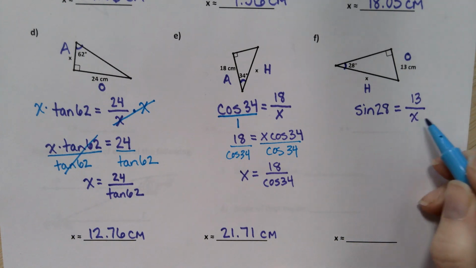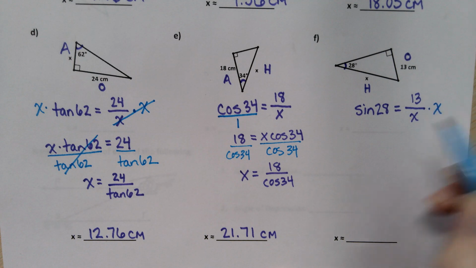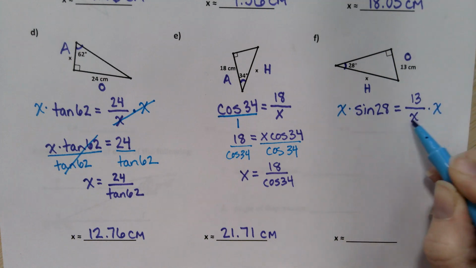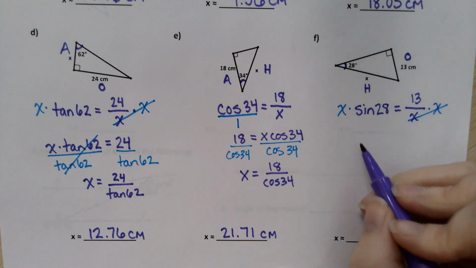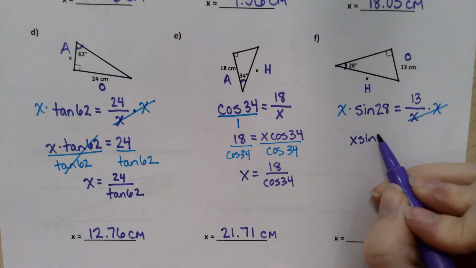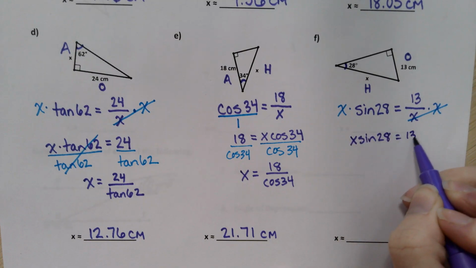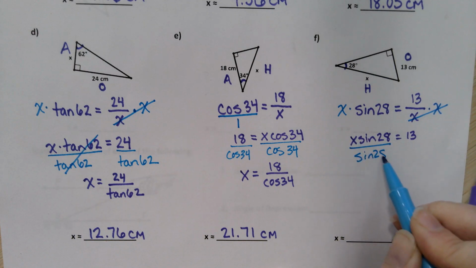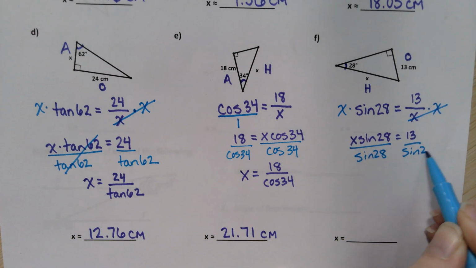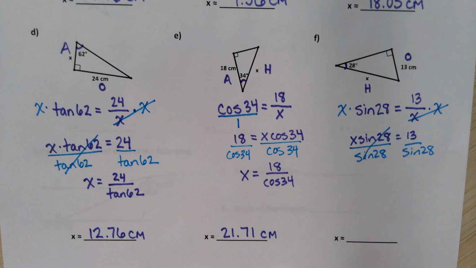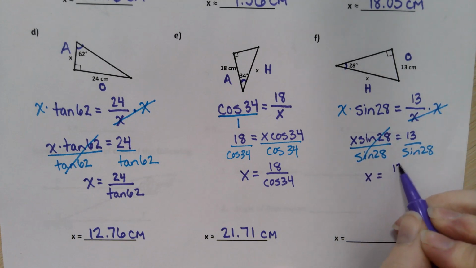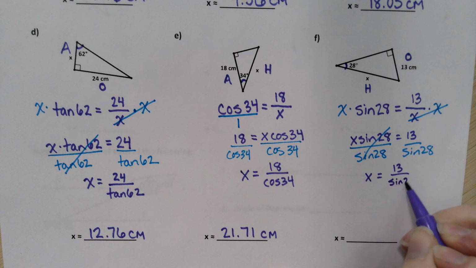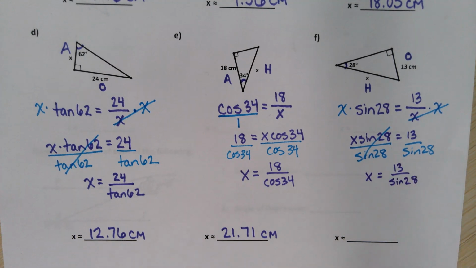This gives me another opportunity to get that x out of the denominator, so I'm going to use the multiply by x method on both sides. That means x times the sine of 28 equals 13. So to isolate that x, I need to divide both sides by the sine of 28. X will be a division problem for the third time in a row. So on our calculator, we're going to do 13 divided by sine of 28.